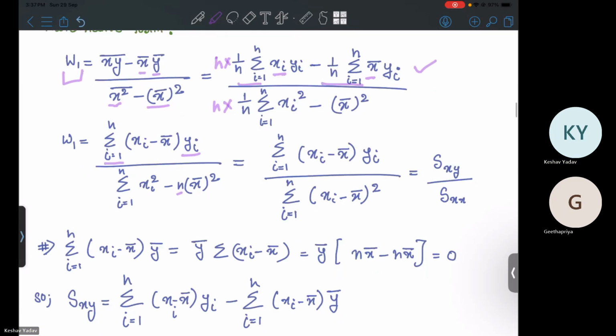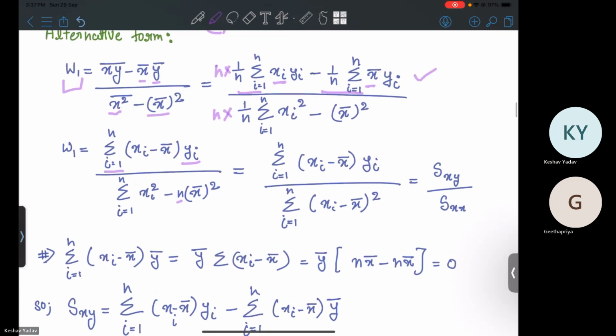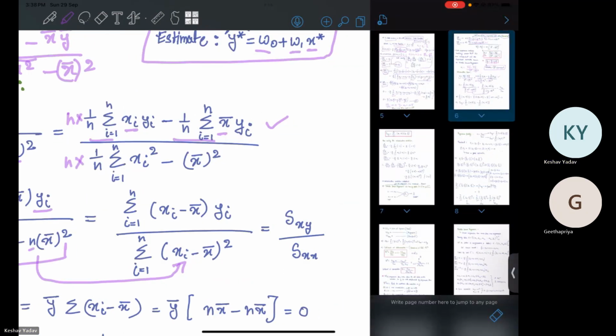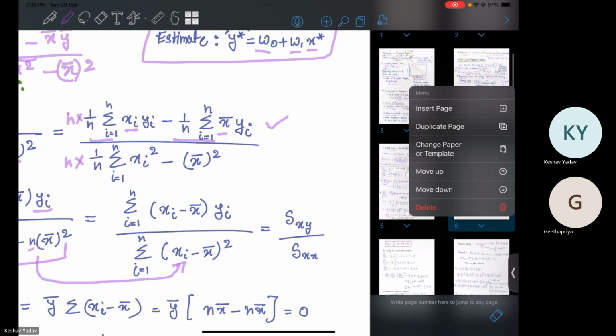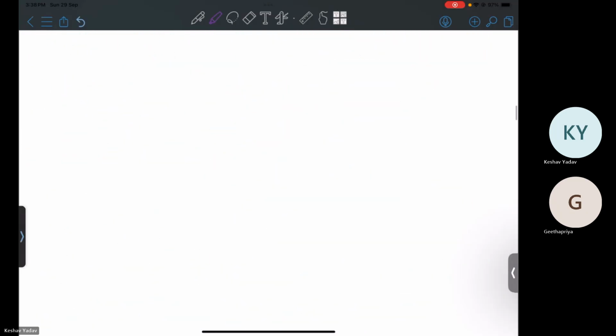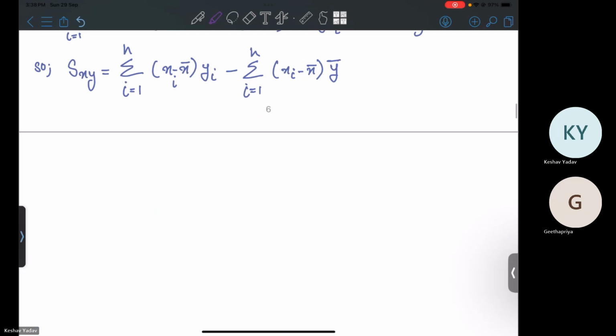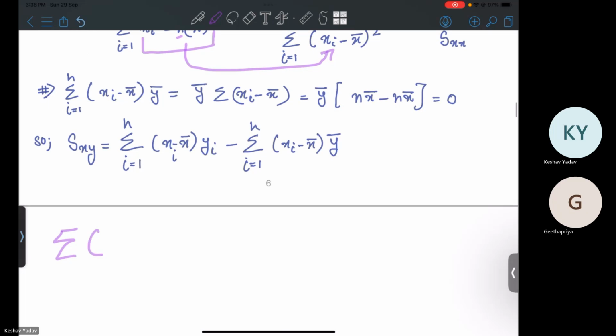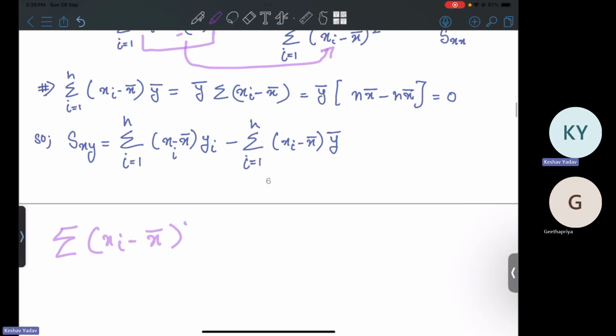Now, what will we do? We can write this term like this. How can we write it? Let us see. So let me add one page here. So what do we want to find? Summation of xi minus x bar whole square, where i goes from 1 to n. This is what we want to find.